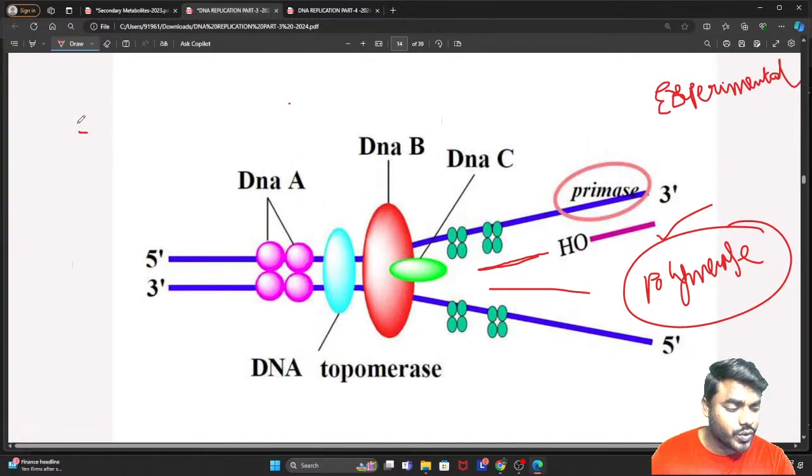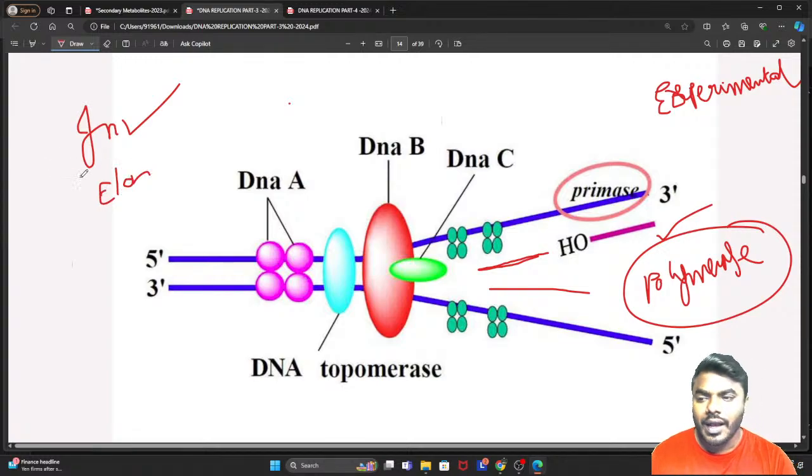Now listen, all of you, use your brain. Initiation is completed. Now elongation has to happen. After the elongation, termination has to happen. Correct? Now every student understand.